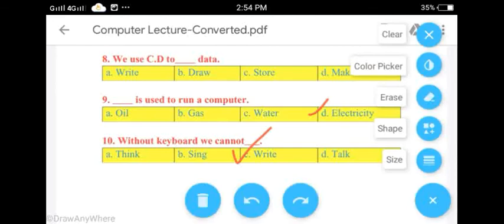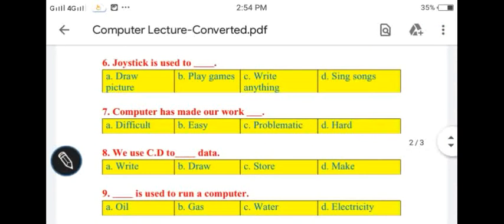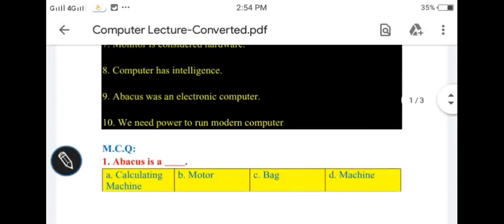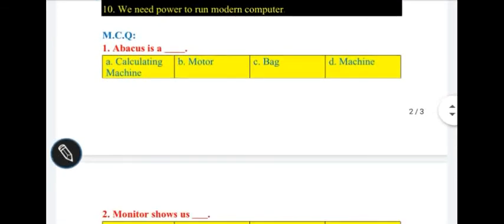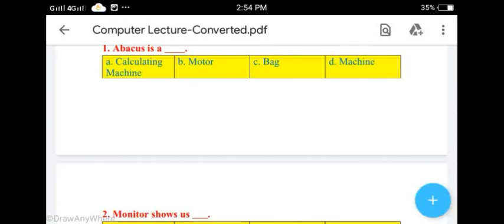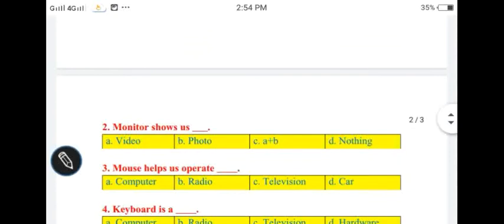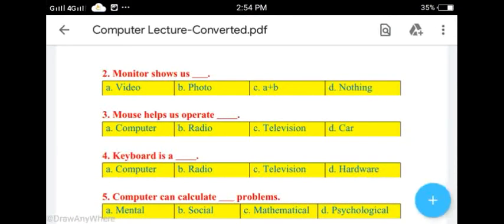Let's read the whole questions, the total 10 questions at a glance. Our first question: Abacus is a calculating machine. Our second question, monitor shows us both video and photo. So our correct answer is C. Question number 3, mouse helps us operate computer. Question number 4, keyboard is a hardware. Question number 5, computer can calculate mathematical problems.